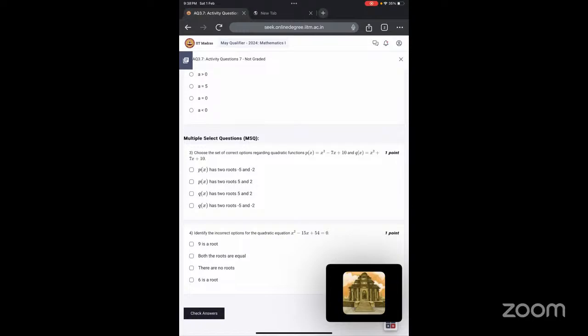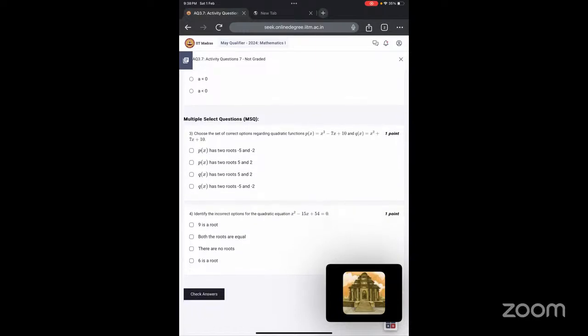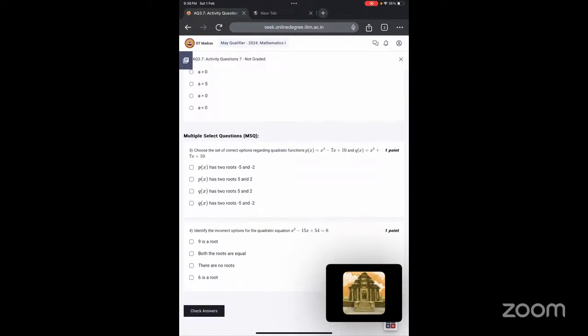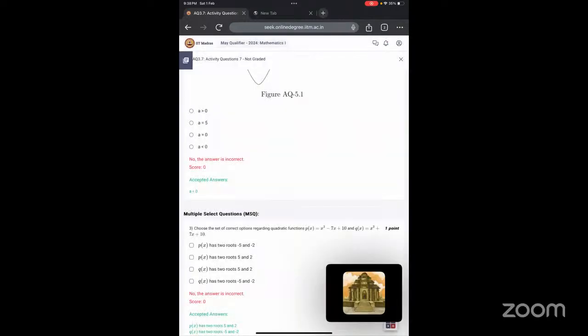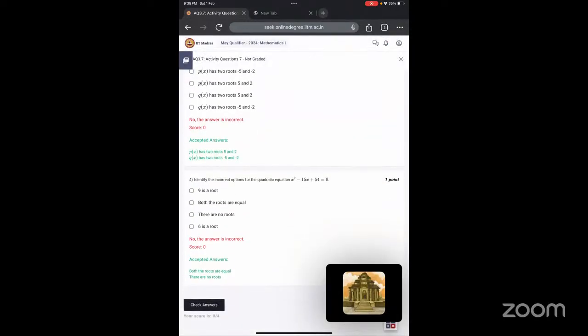And ma'am, question number 4. Identify the incorrect option for the same quadratic equation. Again, you have to calculate the roots. So what are the roots? Roots 6 and 9. So both the roots are not equal, right? What do you mean by equal roots? That means they are different. They're different, 6 and 9. The option saying there are no roots is an incorrect option, right?